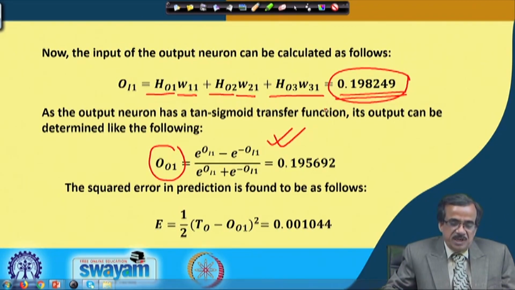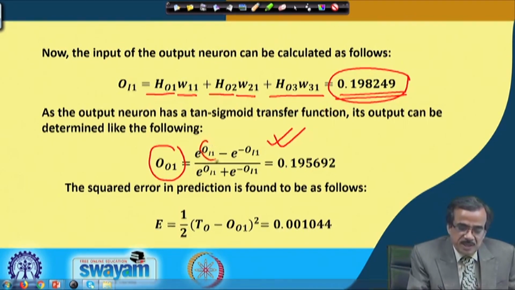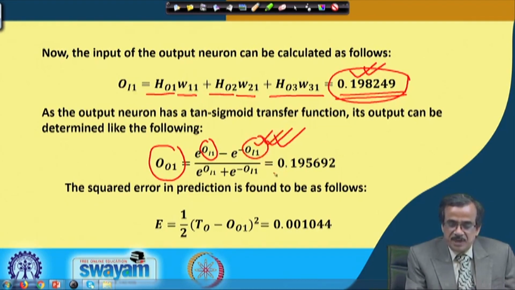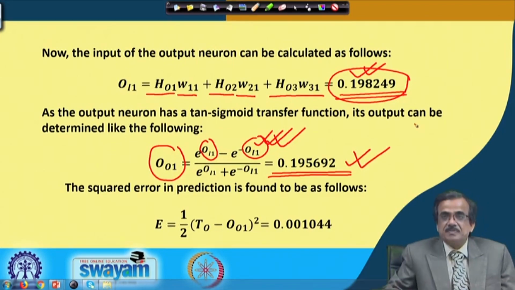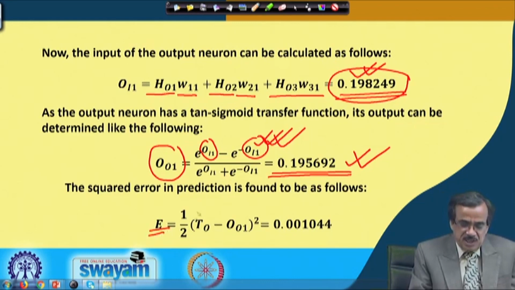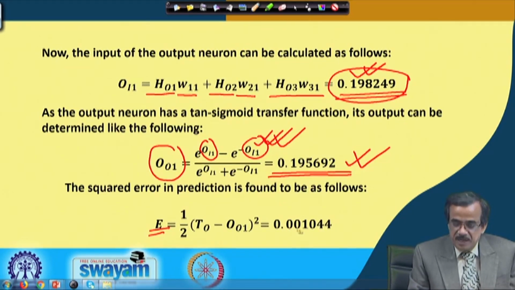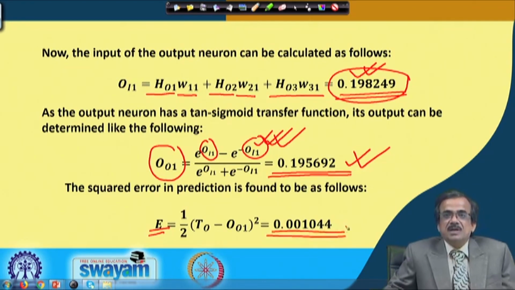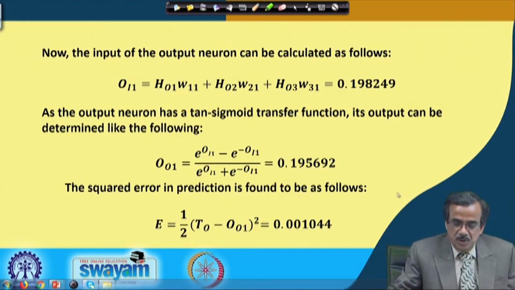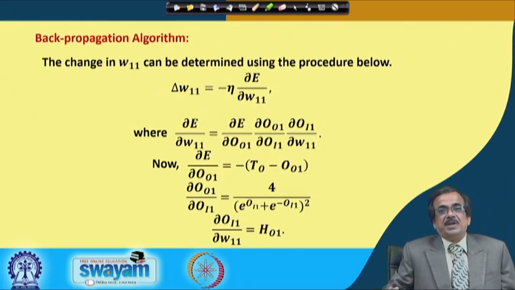And for this tan sigmoid transfer function, this O_I1 is nothing but this, and if I put these numerical values here and calculate, I will get the calculated output of the neuron lying on the output layer. Now, if you know this calculated output, very easily we can find the error. This error in prediction is nothing but half (T_O minus O_O1) squared, and if you calculate, you will get this particular error, and based on this error I will have to do the updating.